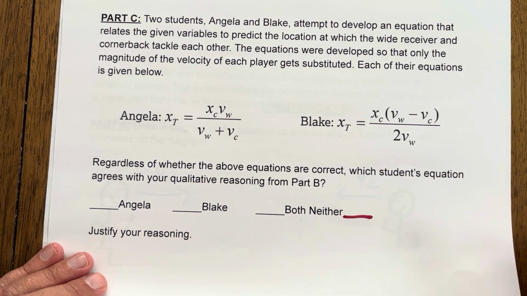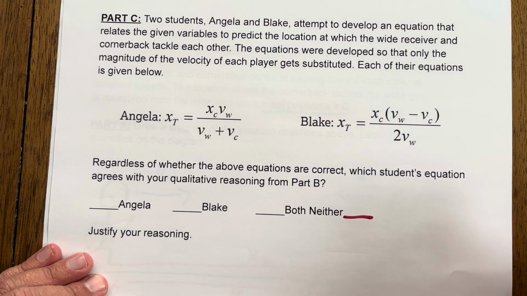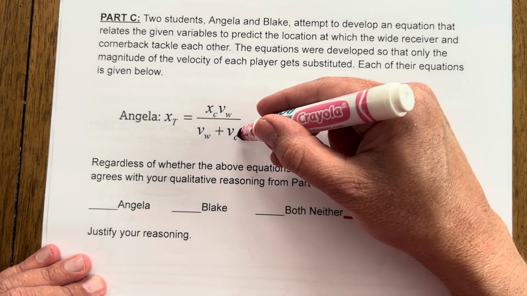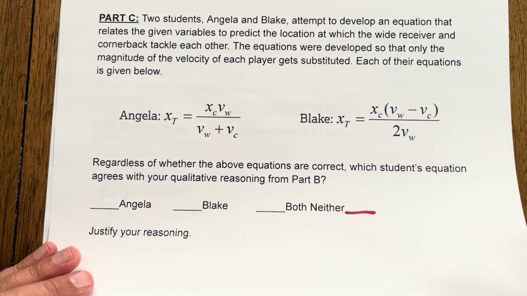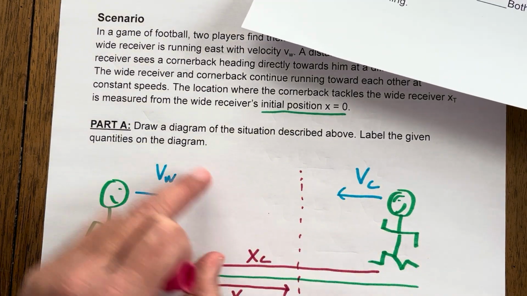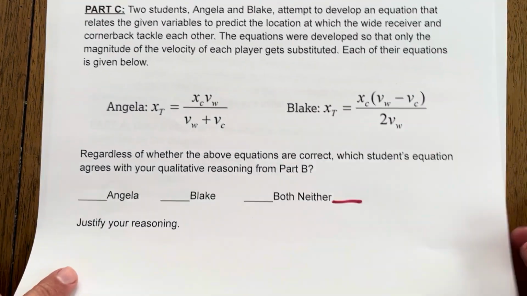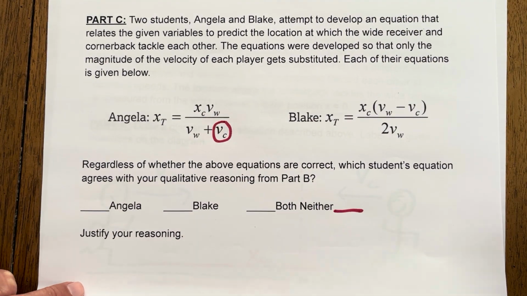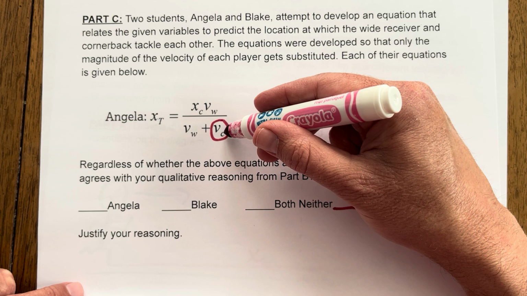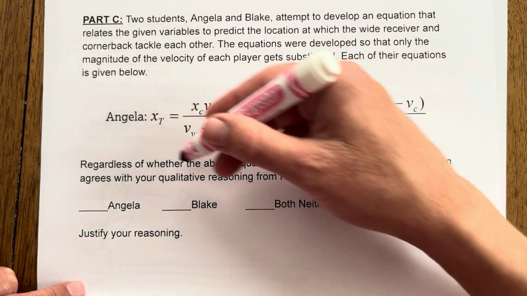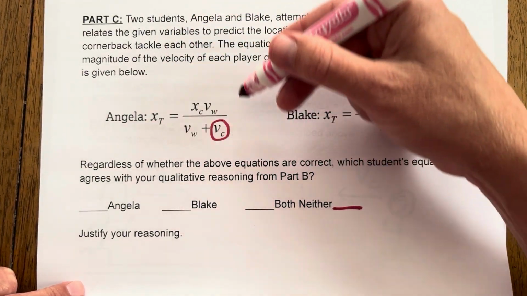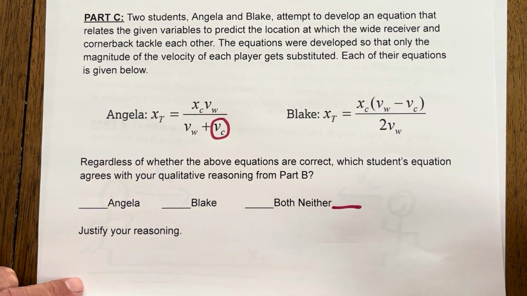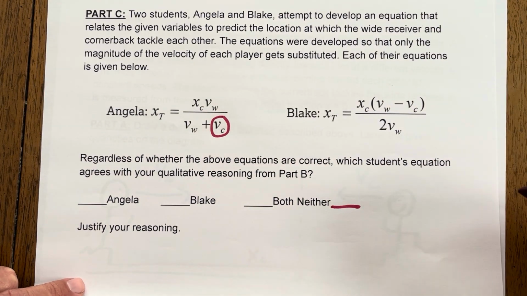Well, let's look at Angela's. We just said the faster the velocity of the cornerback, the smaller XT is, right? So the faster he goes, the shorter this distance will be. Well, Angela supports that, because the velocity of the cornerback is down in the denominator. So the larger and larger VC gets, since it's in the denominator, the smaller and smaller X sub T will be. So Angela's works. Let's look at Blake's over here.